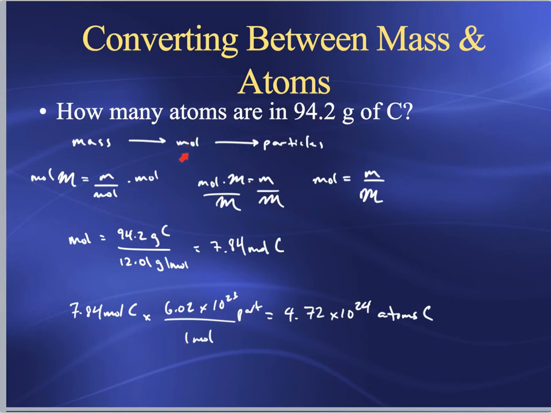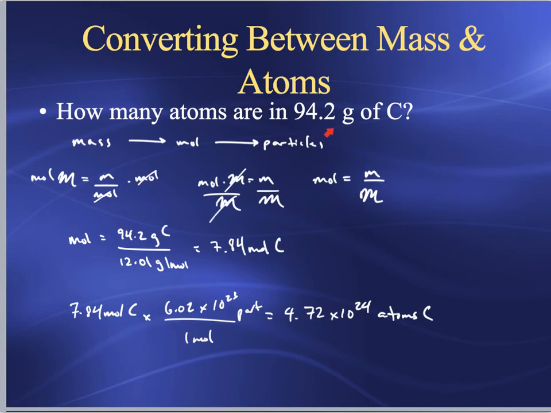To do that, I've got to get moles by itself. I'm going to cancel moles, and then I've got moles times molar mass is equal to mass. And then I'm going to divide both sides by molar mass. That leaves me with moles are equal to mass divided by molar mass. So that's another form of this equation. I'm going to plug in the mass, which is 94.2 grams, divided by the molar mass off the table. Gives me 7.84 moles of carbon, with 3 significant figures.